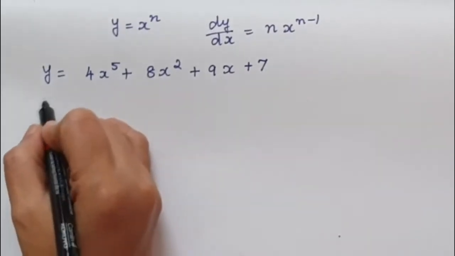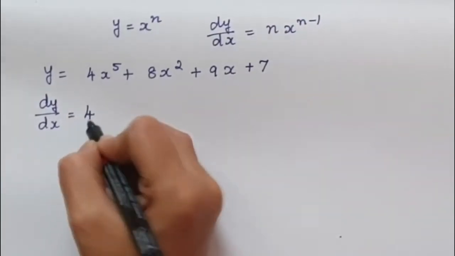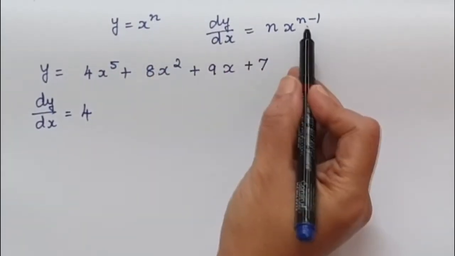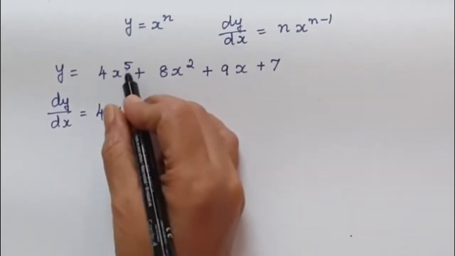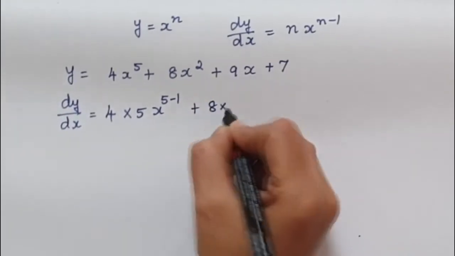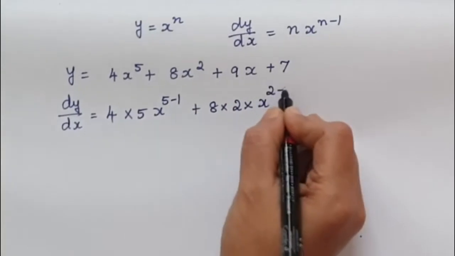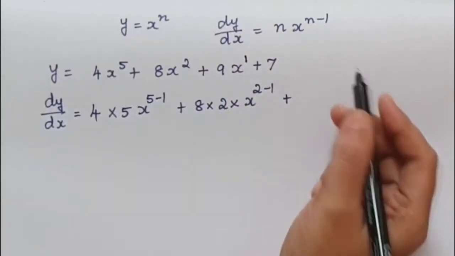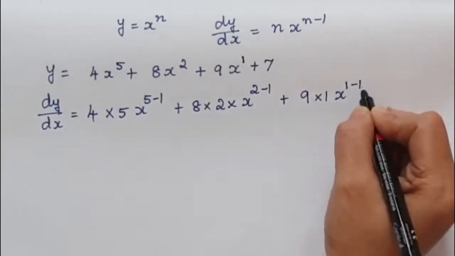Now if we have to differentiate it, then dy over dx will be equal to this: 4 will remain and the power has to go in front and we have to reduce the power. So this 5 has to be taken in front and x to the power of 5 minus 1, plus 8 into 2, taking the power forward and reducing the power of x, 2 minus 1. And then for this one, the power is 1, so it will be 9 into 1 into x power 1 minus 1.